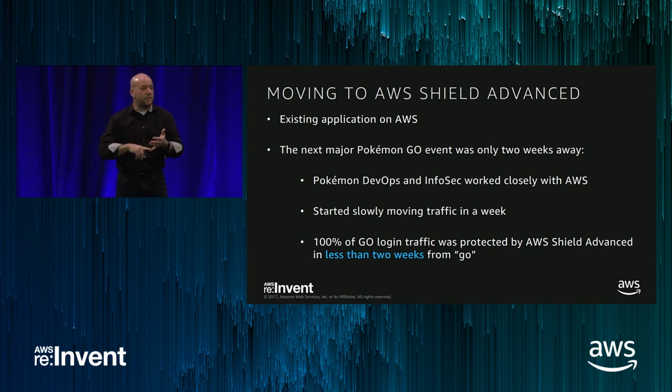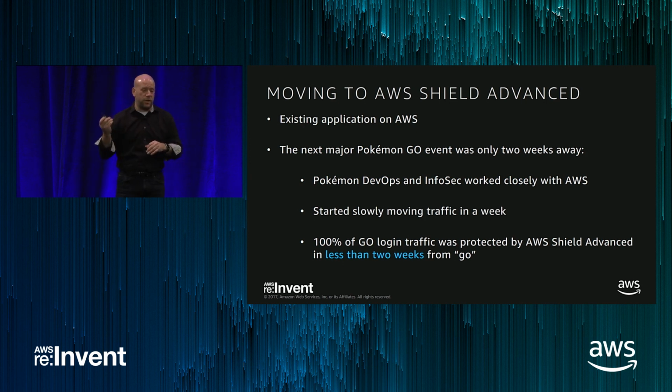So our DevOps team and InfoSec team, who are in the audience, thank you very much, folks. They worked really closely with the AWS Shield team, and in a week, we had started moving our traffic over. It started very small, 1% of traffic, 3%, 5% of traffic. We'd let it go for a period of time, examine the results, and slowly crank that up. It took less than 2 weeks from the day we made the decision to move to Shield Advanced to have all of our traffic for Pokemon Go Trainers Club login going through Shield Advanced.